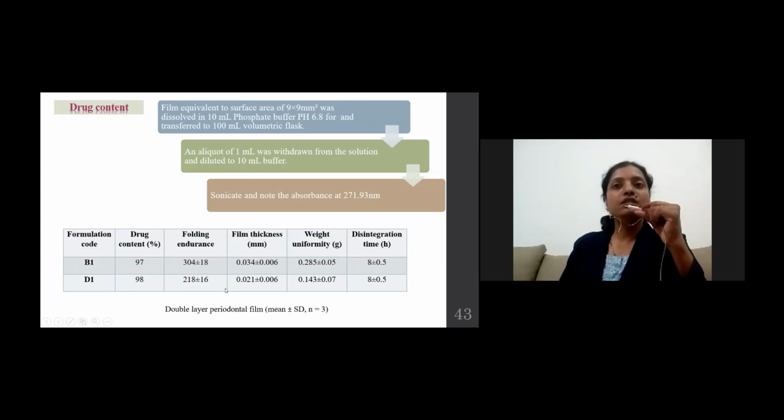Folding endurance is much higher. Film thickness ranged from 0.21 for the primary layer, and it was quite higher for the secondary layer. Weight of the film was found to be 0.143 for the primary layer and 0.285 for the secondary layer. Disintegration time for both the layers was almost 8 hours.